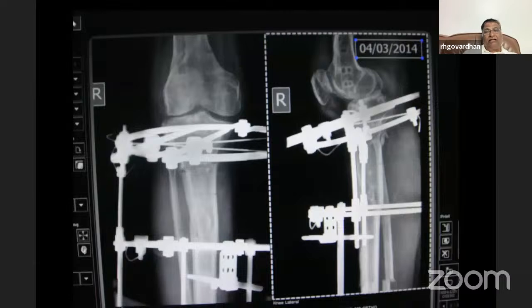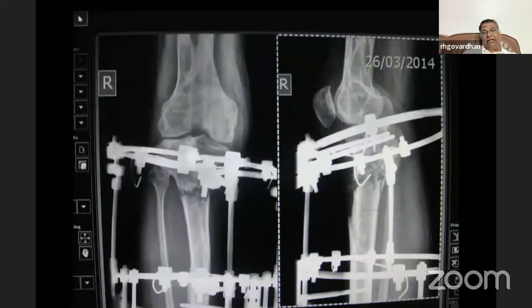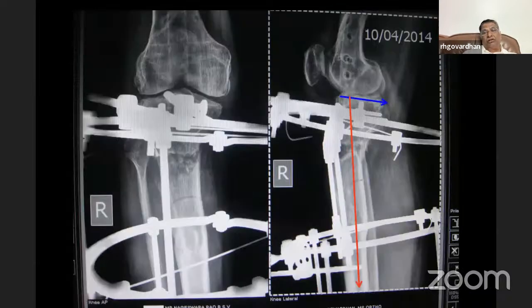After the removal, we have put the frame, and basically I am showing this to show that once you have got the hinge at the proper level, you will get a nice opening wedge osteotomy. You can see that open wedge anteriorly, and you have got the correction of the deformity, and you have got the axis which is intersecting in the anterior 1/5 of the articular surface.